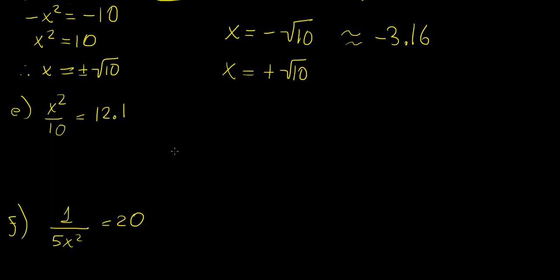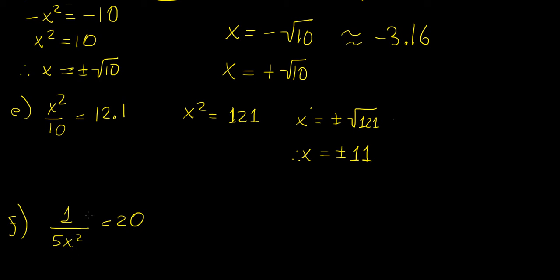For this equation here, well, we could multiply both sides by 10, so that becomes x squared equals 121. And then we can take a square root of both sides. That's going to become plus or minus the square root of 121. And what we can tell from this is that actually the one number that could be squared to become 121 is 11. So we could actually write x is equal to plus or minus 11. So that's our answer.